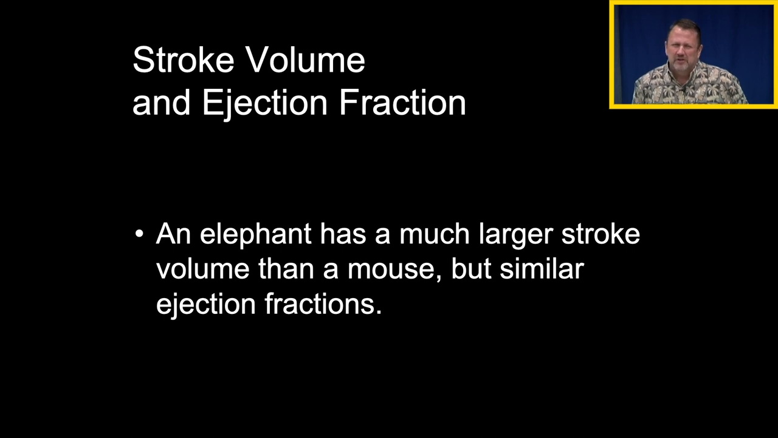So stroke volume and ejection fraction will be thrown around interchangeably. Again, stroke volume is a direct volume, and ejection fraction is called normalizing it. It's a percentage, and when we normalize, we're just accounting for the different sizes and weight. So think about this. An elephant is great big. It has a great big stroke volume. A mouse is tiny. A mouse has a tiny stroke volume, but all mammals have an ejection fraction of about 70%. And so that's why we like to use ejection fraction, because the ejection fraction is the same in a normal person, whether they're great big or teeny tiny.